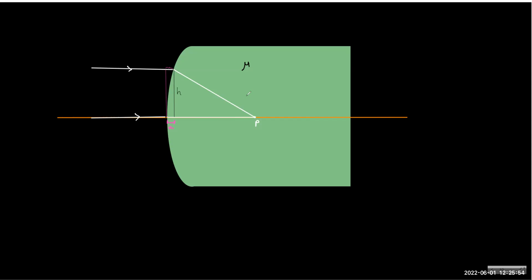So what I can say is, from the interface, if I call the full distance as D, this will become D minus X. So I'm taking D from the interface till the point P. So this becomes how much? Under root of H square plus.